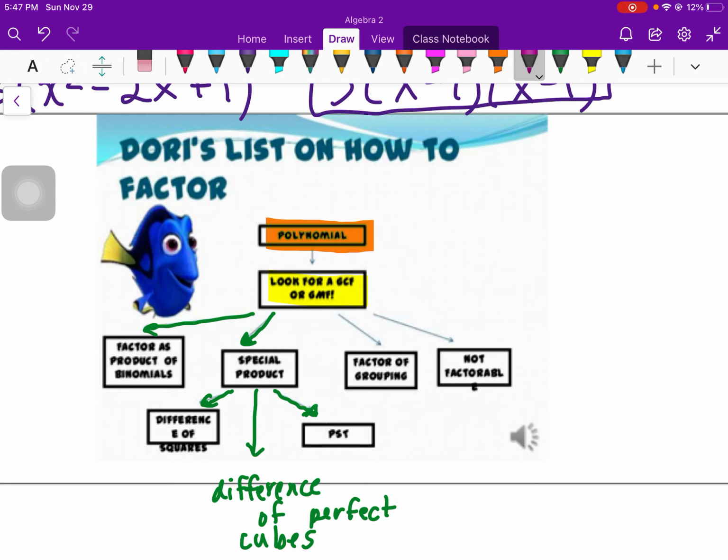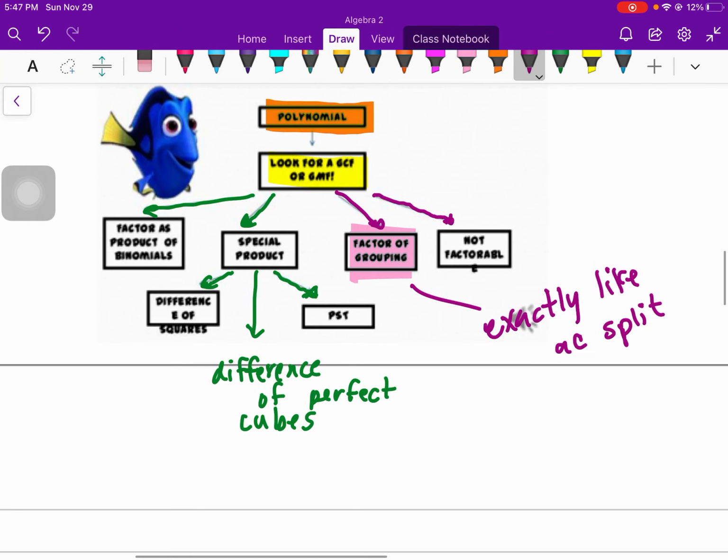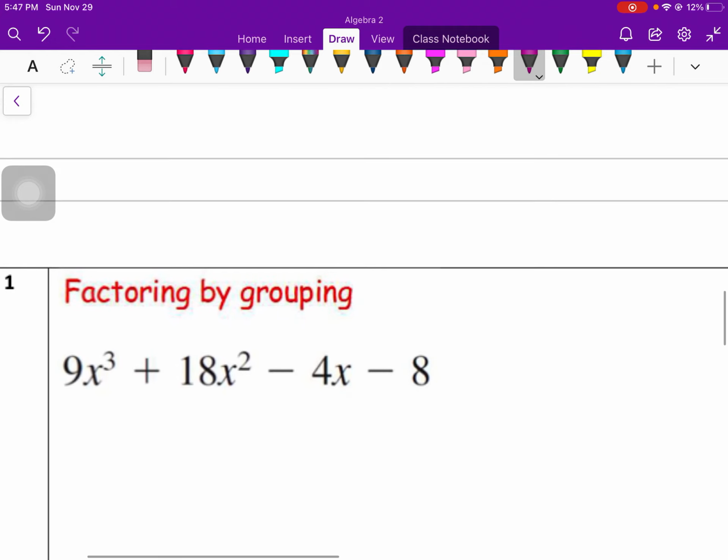After we find the GCF, if it's not one of the ones that we've talked about already, either it is not factorable, or we can factor by grouping. So that's what we're going to talk about today, is factoring by grouping. Factoring by grouping is exactly like what we do when we do the AC split. So it's going to look very familiar for you. We're going to have 4 terms. So if you end up getting a polynomial that has 4 terms, you're going to want to factor by grouping.